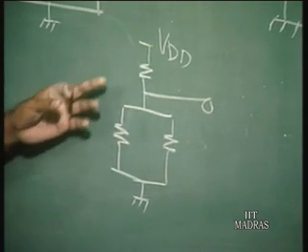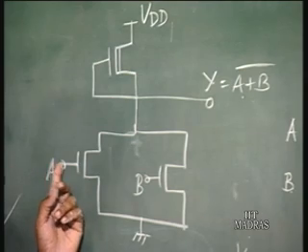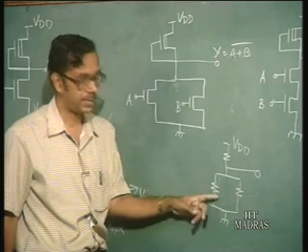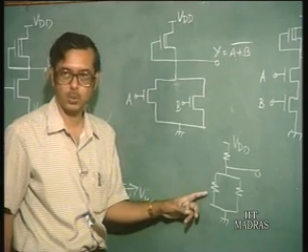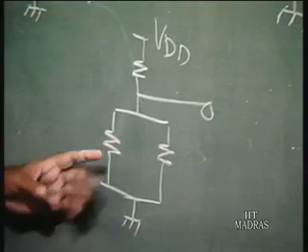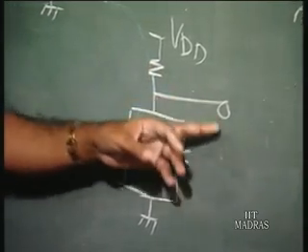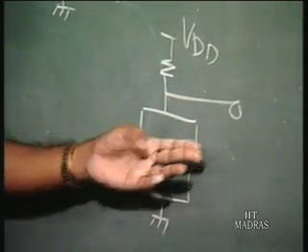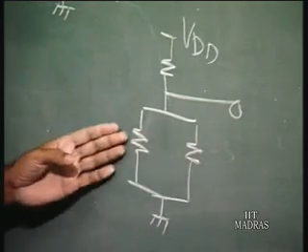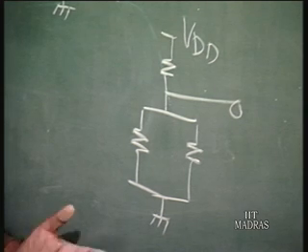Now if the input voltage to one of these driver transistors is high, basically it means that this resistance is going to become low. And if this resistance becomes much lower than the load resistance, the output voltage will be pulled towards ground. If both these devices are off, that means they are very high resistances, so the output voltage is going to be high, towards VDD.